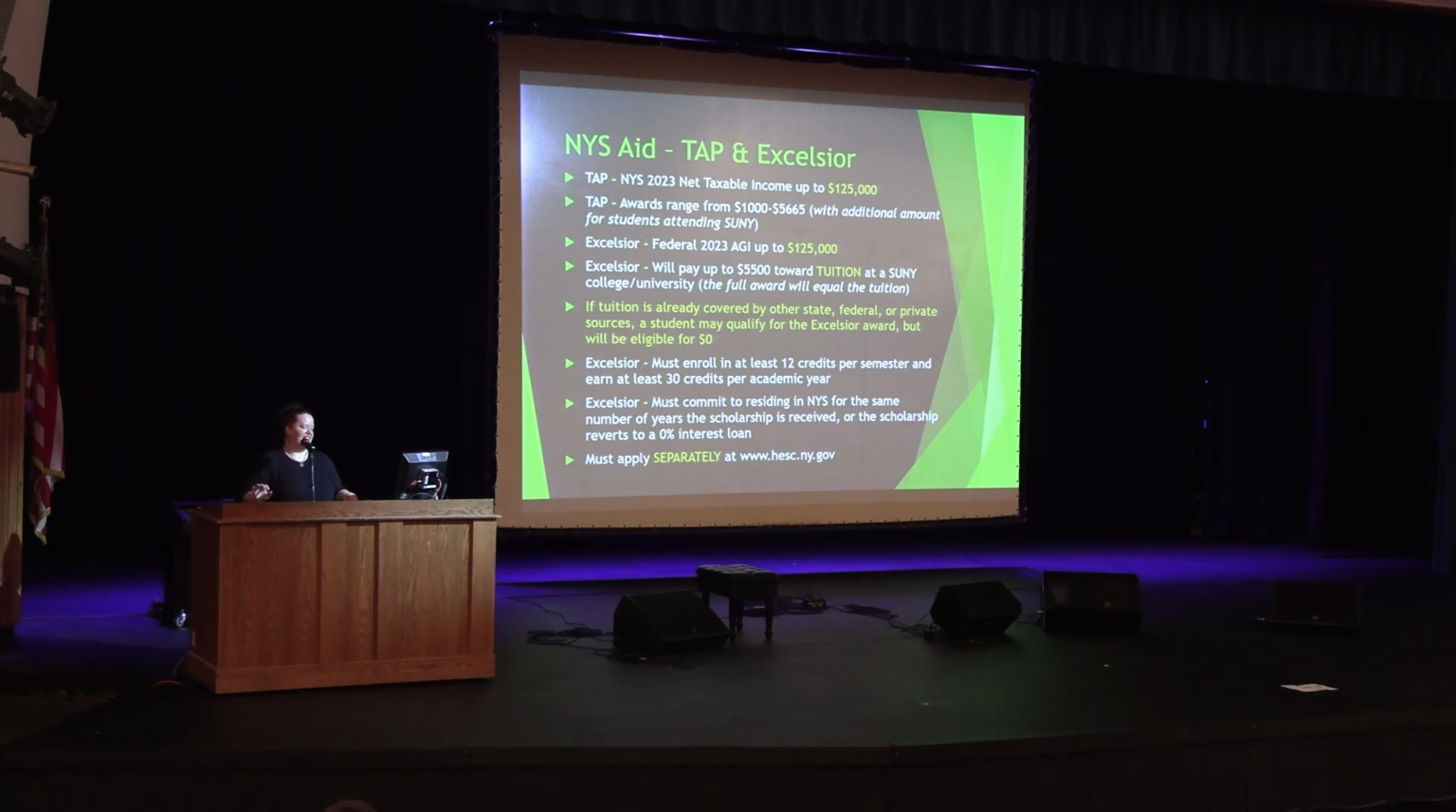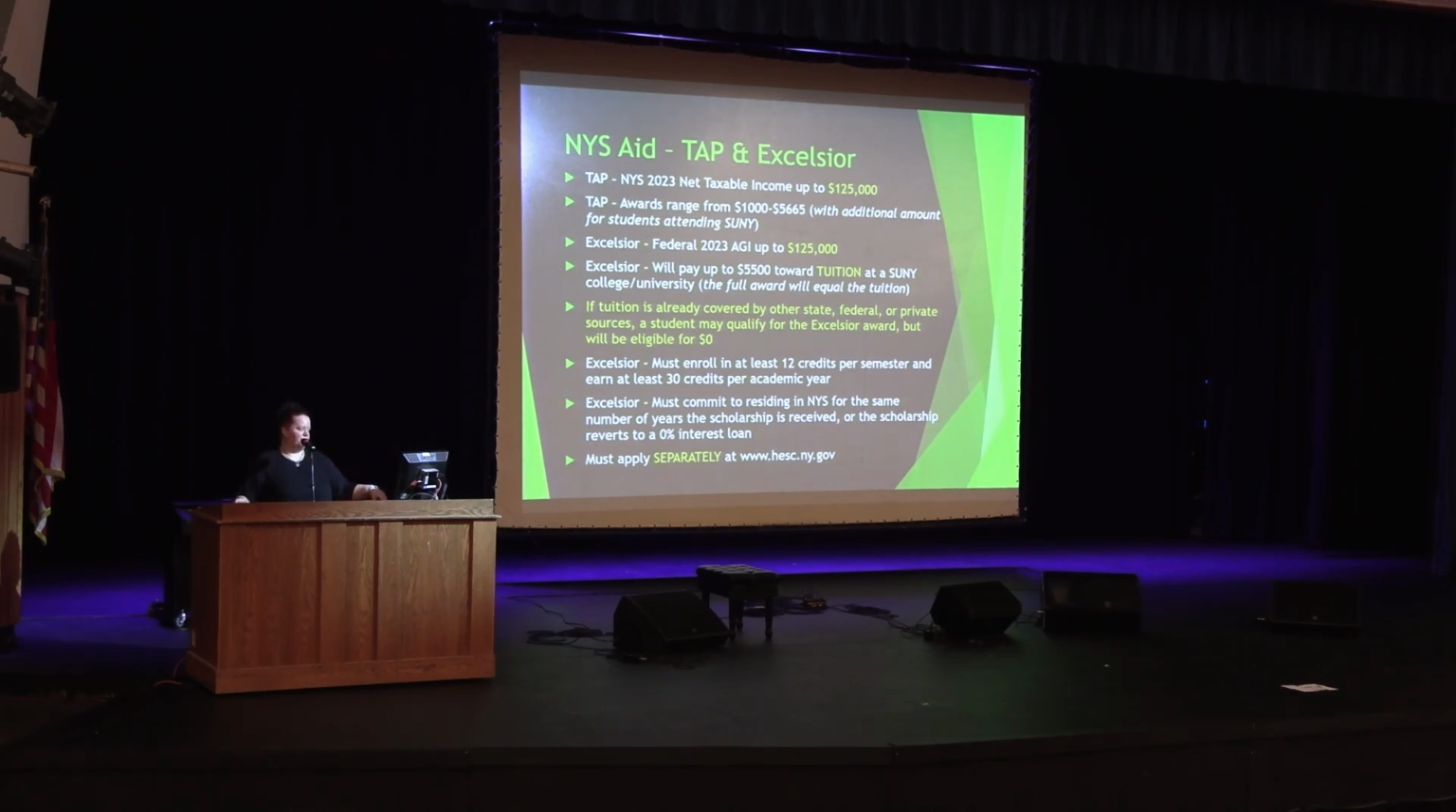The state aid, TAP and Excelsior. New York State TAP was big news this year. It used to be net taxable income of $80,000 or less, and they increased it to $125,000 or less. So that was great news for a lot of people. The minimum award used to be $500, and they upped it to $1,000. So it's on a scale depending on the household net taxable income of how much you're eligible for, somewhere from $1,000 to $5,665. If you're attending a SUNY school, you'll receive a SUNY tuition credit that is an additional amount on top of the TAP.